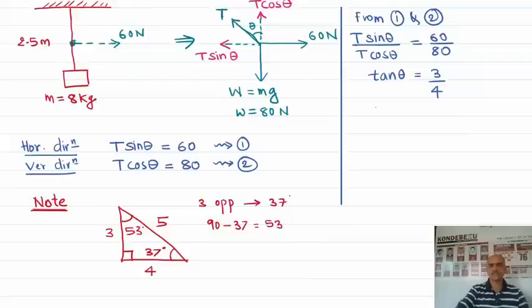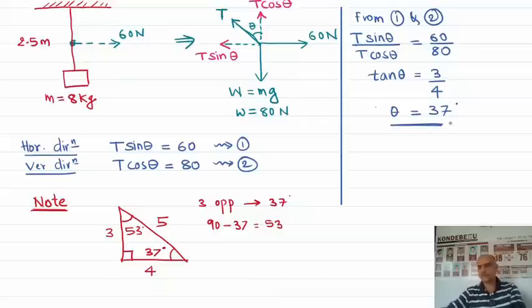Now from this hint, without seeing the log table, you can directly write the answer here. So tan theta is 3 by 4. In the triangle, tan theta is 3 by 4, opposite by adjacent, so theta will be 37 degrees. So this is the angle made with the vertical. Clear? Hope you have understood the problems.